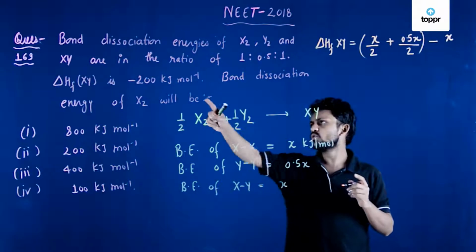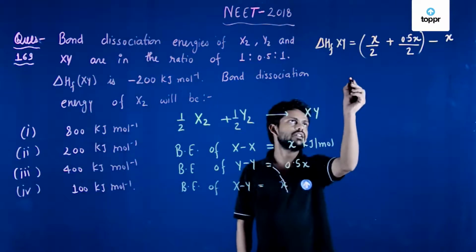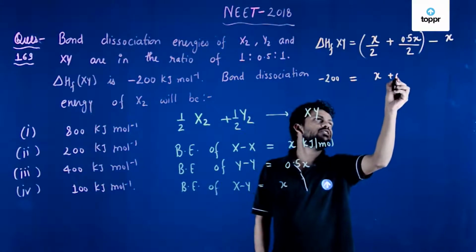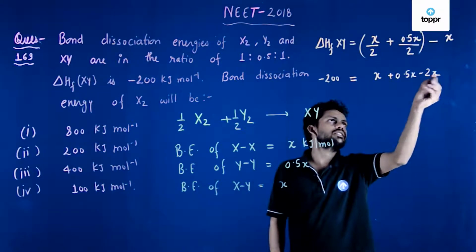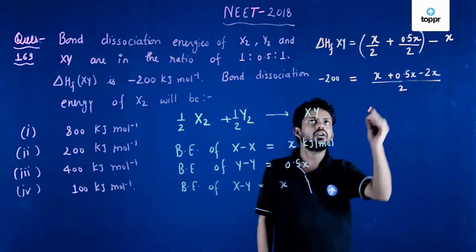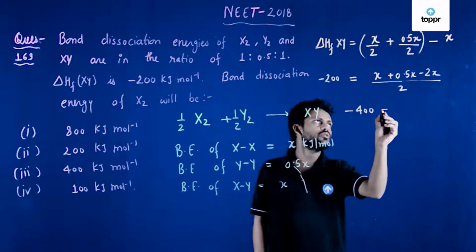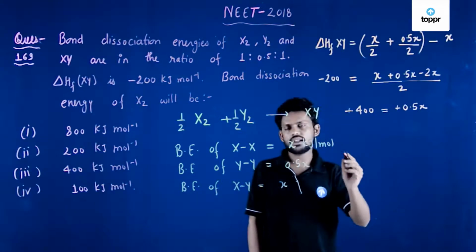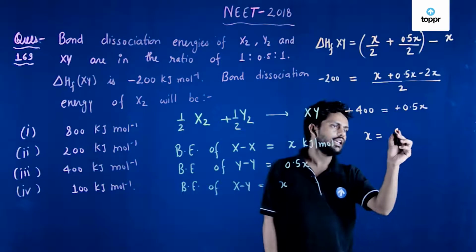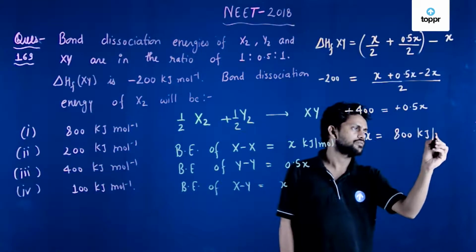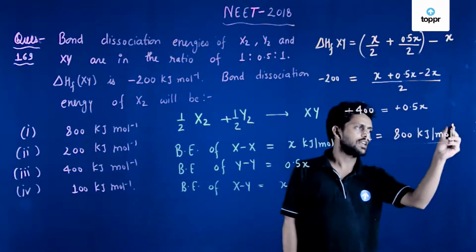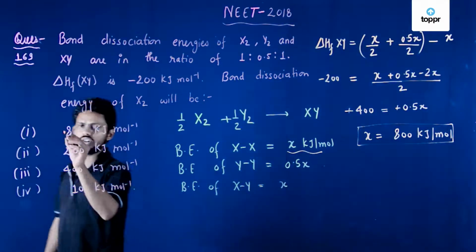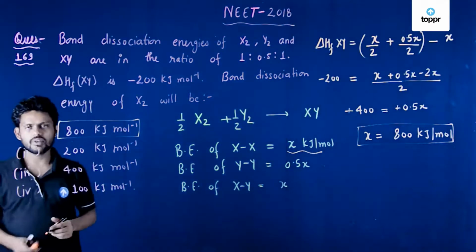And this is equal to minus 200 kilojoules per mole, that is given in the question. So I can write minus 200 kilojoules per mole is equal to x plus 0.5x minus 2x divided by 2. That means minus 400 kilojoules per mole is 0.5x minus of 0.5x. So the minus and minus got cancelled and x came out to be 800 kilojoules per mole. So the bond dissociation energy of X2 is 800 kilojoules per mole. That is the first option given in the question, so option number 1 is the correct option.